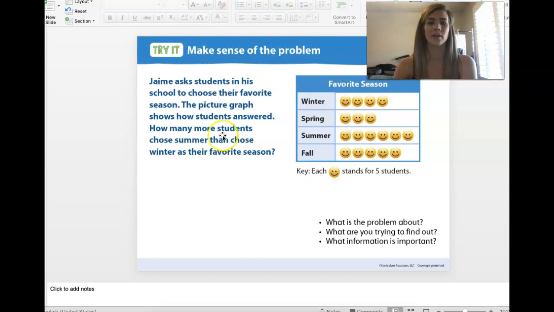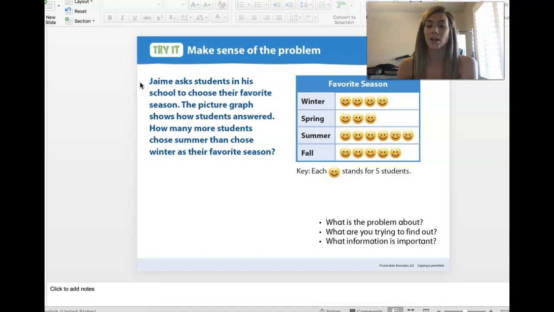Follow along as I read aloud. Jamie asks students in his school to choose their favorite season. The picture graph shows how students answered. How many more students chose summer than chose winter as their favorite season? What is the problem about? Well, it's their favorite season. That's what this problem is about. What is your favorite season?